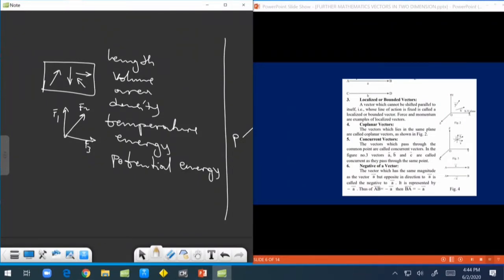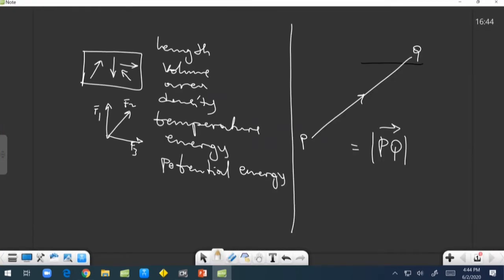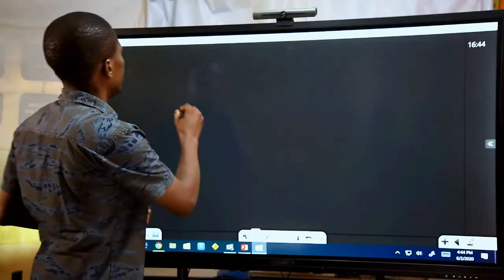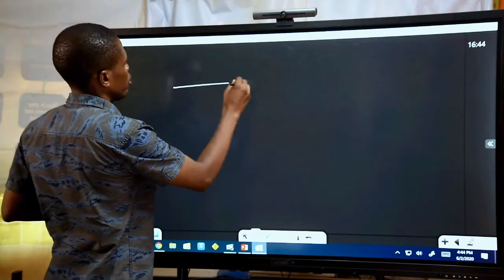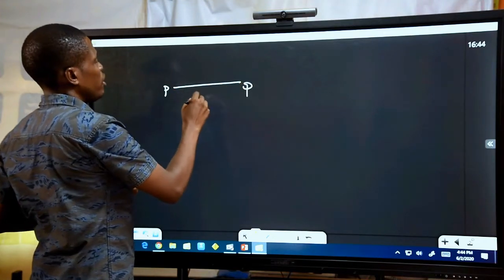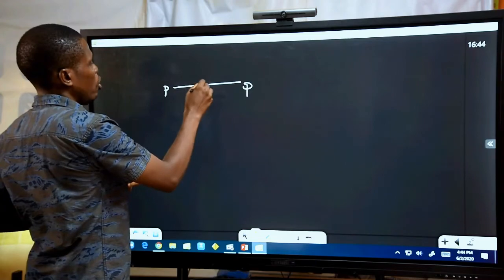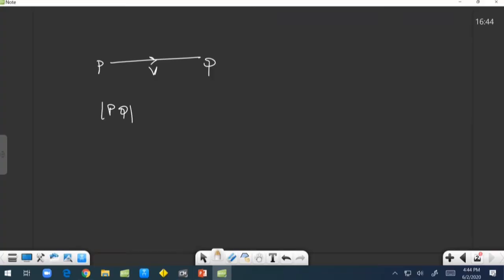Okay, so we also have the negative vector, or negative of a vector. The negative of a vector can be described as the negation of the vector. If I have a vector PQ, this is a vector PQ, okay? The negation of vector PQ can be given as this. Let me say this is equal to this. So the negation of PQ vector is minus this. And the diagram can be drawn as shown.